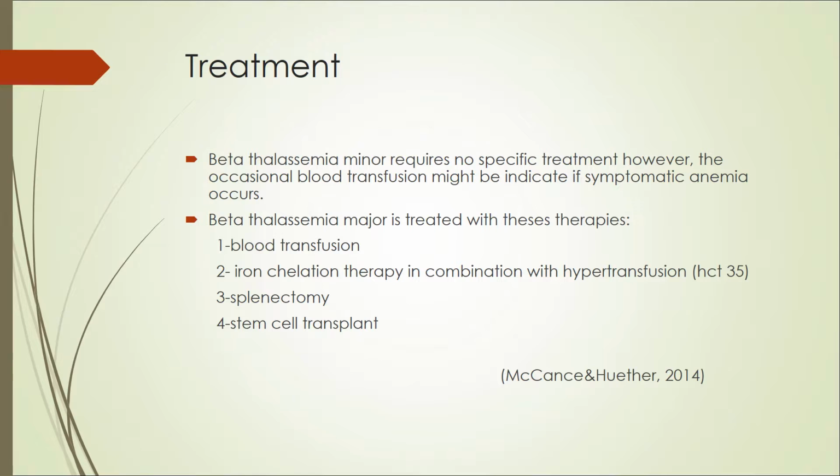Treatment for beta thalassemia minor. Beta thalassemia minor requires no specific treatment except for the occasional blood transfusion when indicated, if the anemia becomes severe or symptomatic.